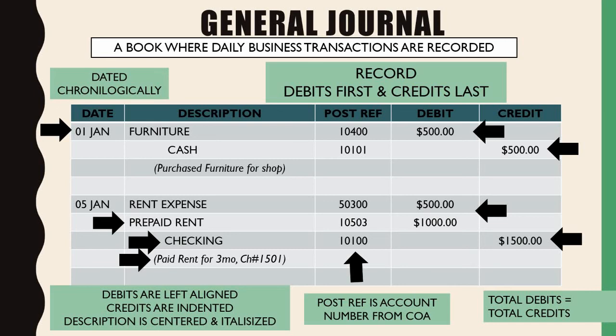So for the second example here on January 5th, we have a split credit, okay? We have rent expense for $500, and then we have prepaid rent for $1,000, giving me a grand total of checking to be a total of $1,500. Right there, my total debits and my total credits match. And this is using the double entry system. Okay.